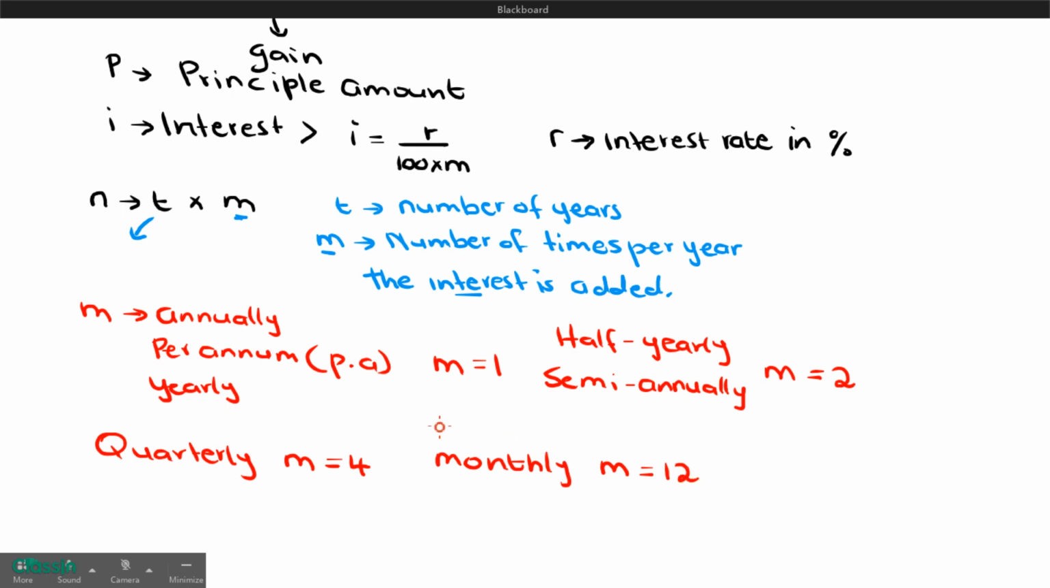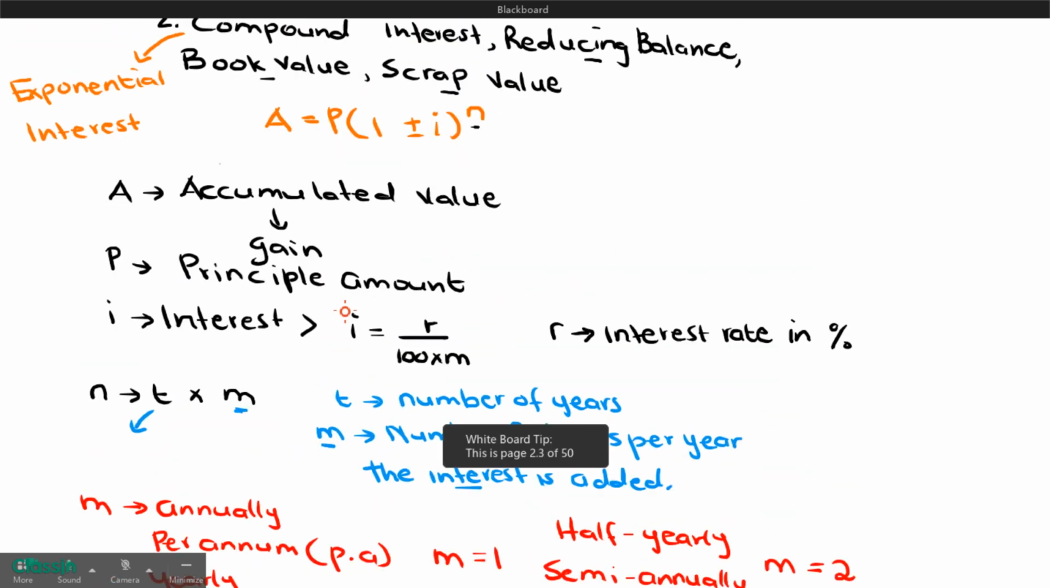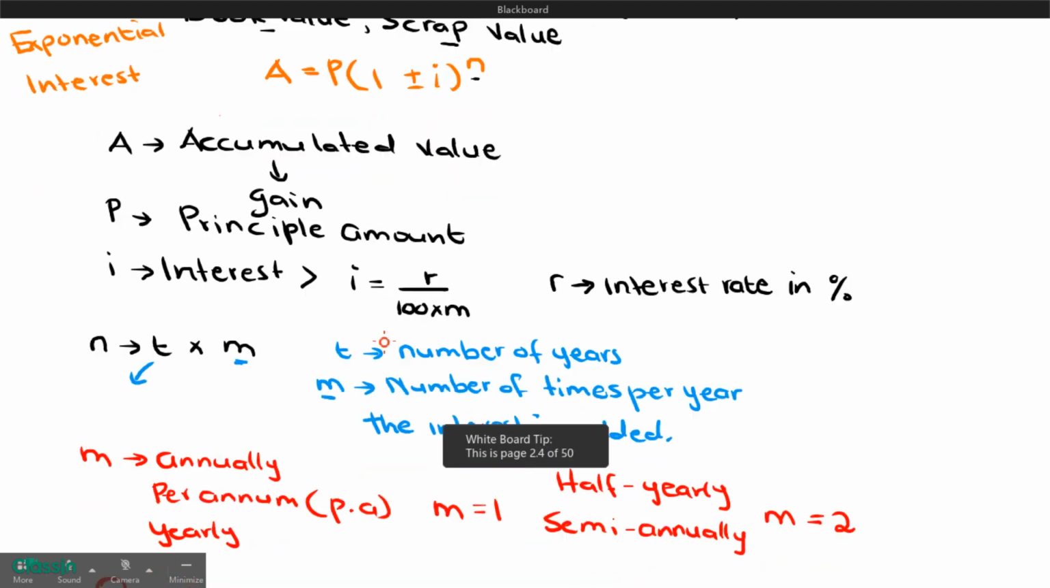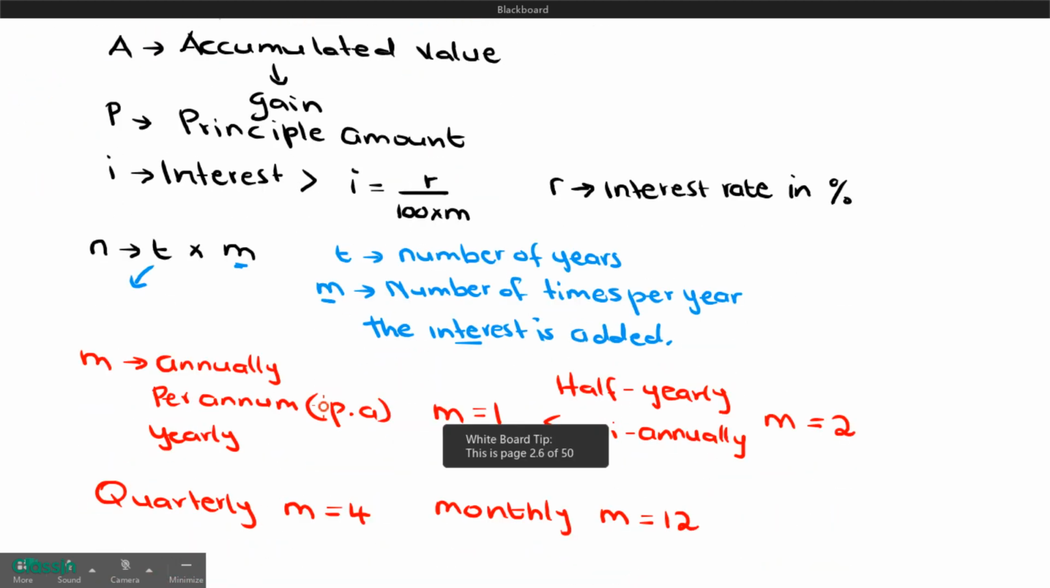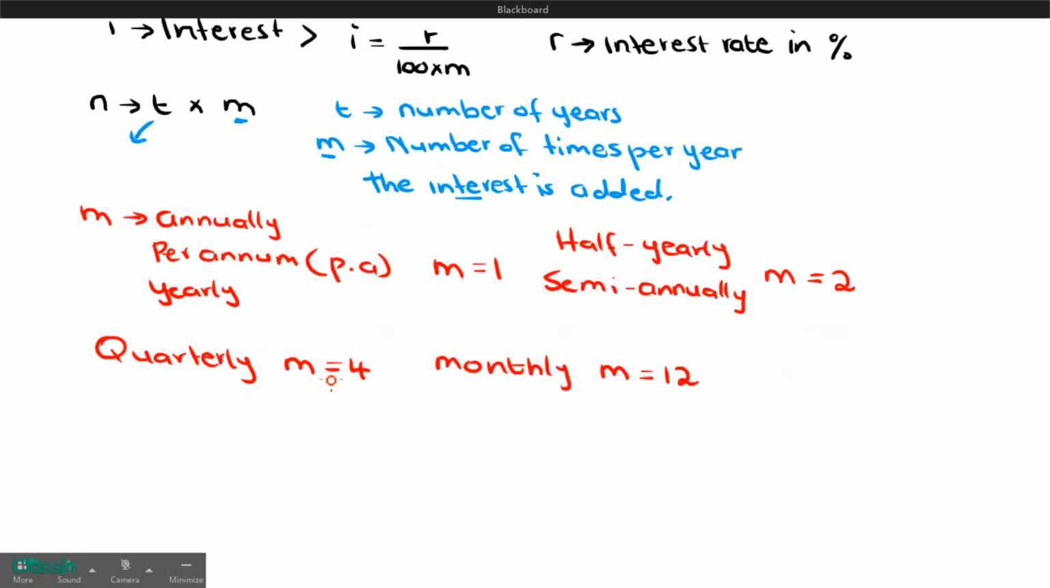And they will say per annum. If you're using compound interest, they will say that the investment of 6%, for example, is compounded annually, compounded monthly, compounded quarterly, or compounded semi-annually. Then with the word compounded, we are using compound interest.